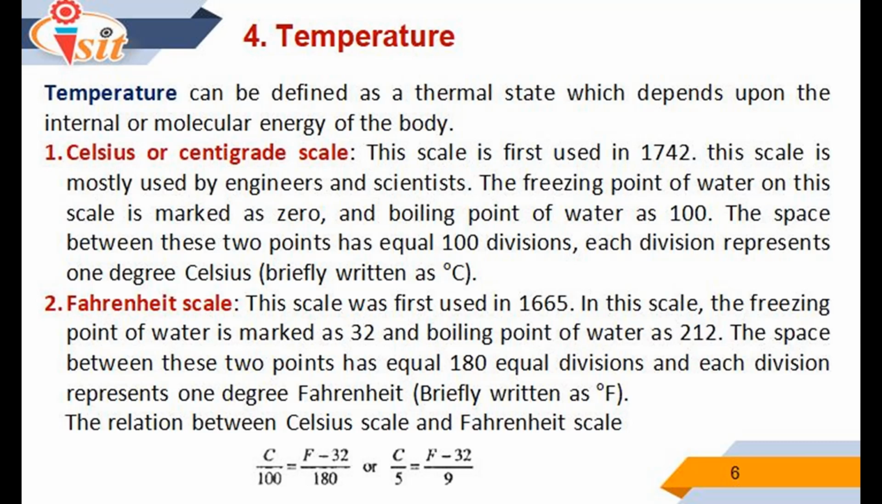The relation between the Celsius scale and Fahrenheit scale is C/100 = (F - 32)/180, or C/5 = (F - 32)/9.